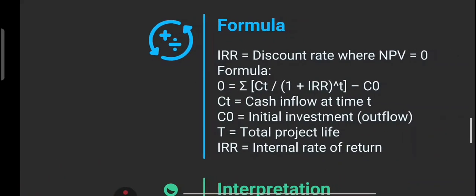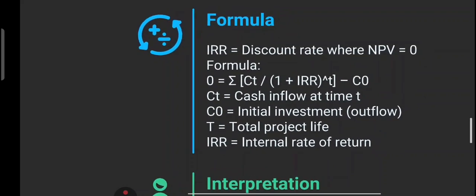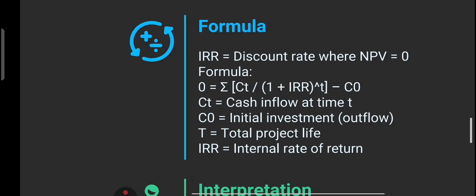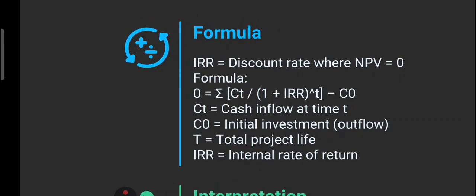Basically, this summation formula you see is the formula that we use to calculate the NPV: summation of Ct upon (1 plus IRR) to the power t, minus C0. What is IRR? IRR is the discount rate that brings your NPV to 0. So this summation is your NPV and you equate it to 0. You equate your net present value to 0 and the corresponding discount rate is called IRR. It is the discount rate that brings your NPV to 0. In other words, it is the rate at which your project just breaks even in today's money.